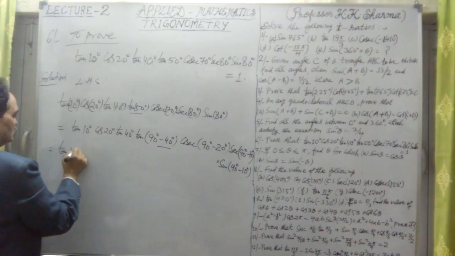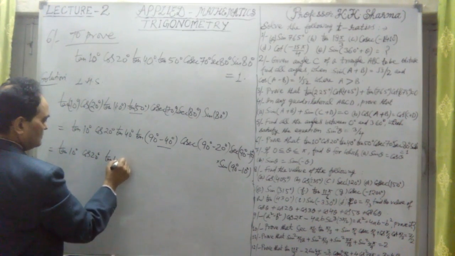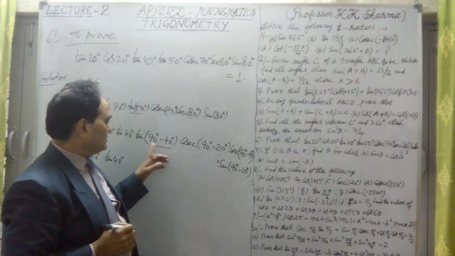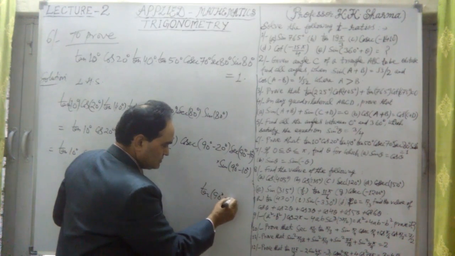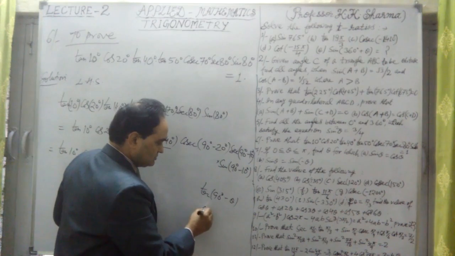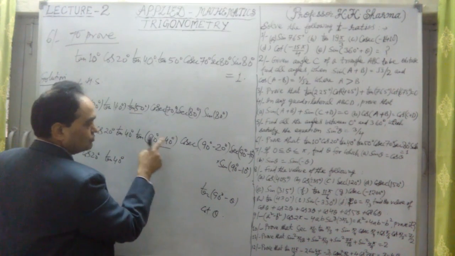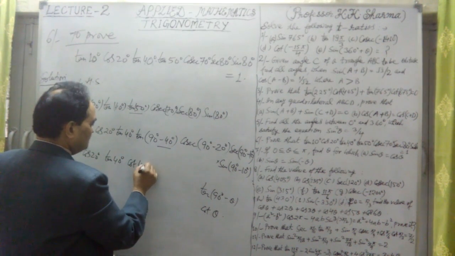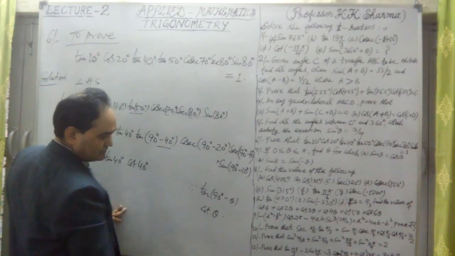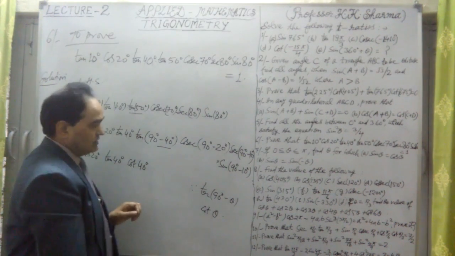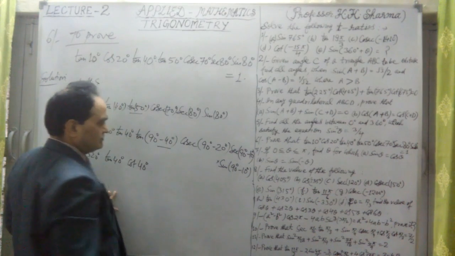Now let me write this function. This is tan 10 degree, cos 20 degree and tan 40 degree. Now what do we understand by tan of 90 minus theta? Since it is in the first quadrant, positive, it is nothing but cot theta. So tan of 90 minus 40 is cot 40 degree, cot theta. This we discussed in the previous lecture series, the first lecture series: sine and cos, tan and cot, sec and cosec.